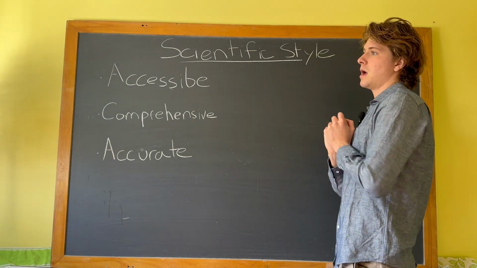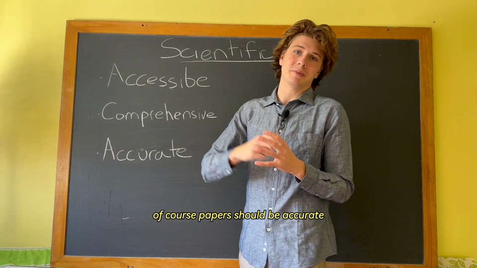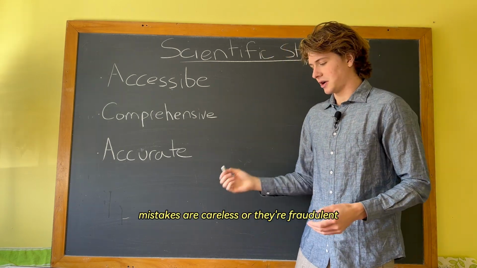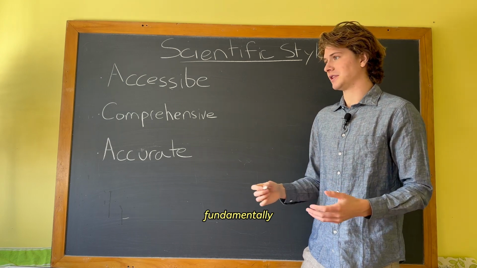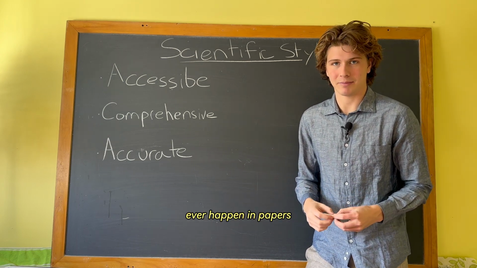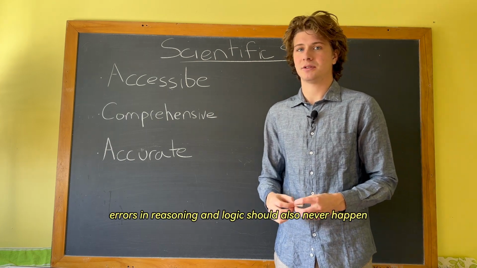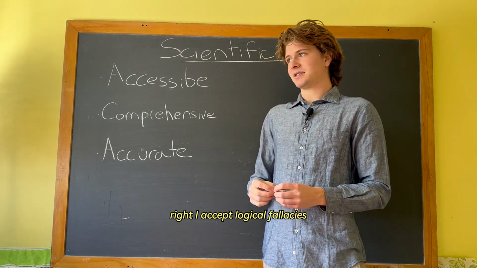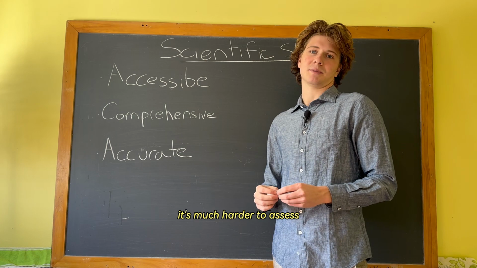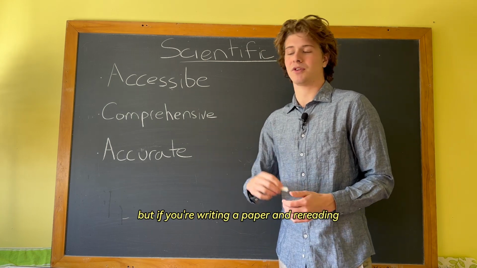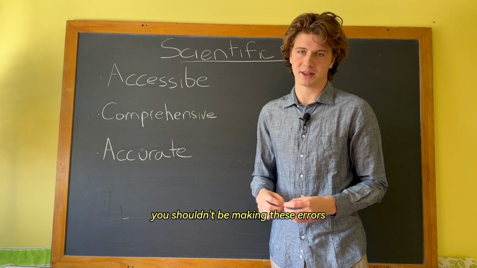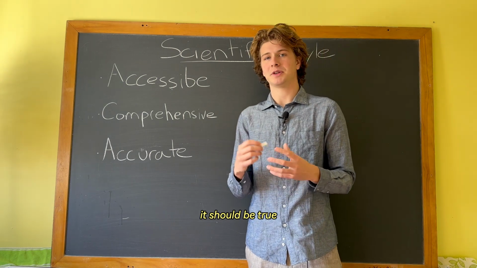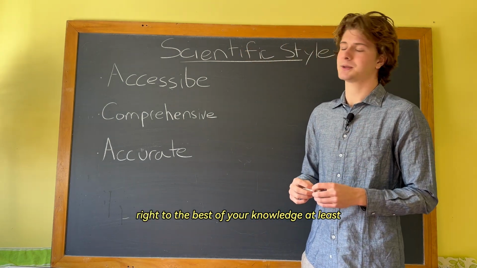This is foundational. Of course, papers should be accurate. Accuracy is a very important part of science. Mistakes are careless or they're fraudulent. Fundamentally, these are things that should never ever happen in papers. Errors should never happen. Errors in reasoning and logic should also never happen, right? I accept logical fallacies and errors in reasoning when you're speaking, right? It's much harder to assess yourself when you're speaking constantly, but if you're writing a paper and rereading it over and over and over again, you shouldn't be making these errors. The contents of the paper itself should be accurate as well. It should be factual. It should be true, right? To the best of your knowledge, at least.